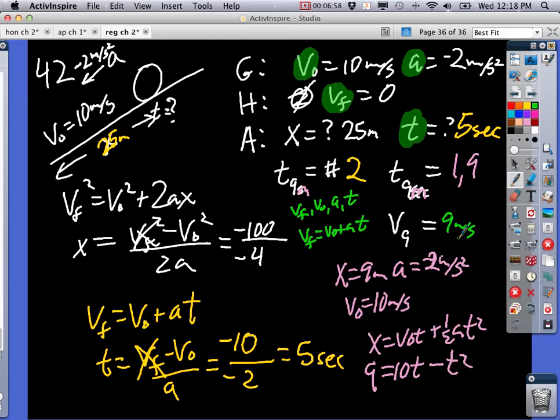Because it took 1 second to get to the first one, it's 10 plus -2. Whoops, that's supposed to be 8, sorry, because it was 2. And then at 9 seconds, it's 10 minus 18, which gives me -8. That's why you get those 2. It's the same speed, but in a different direction. Okay, I will stop that and I'll post it so you can have it.